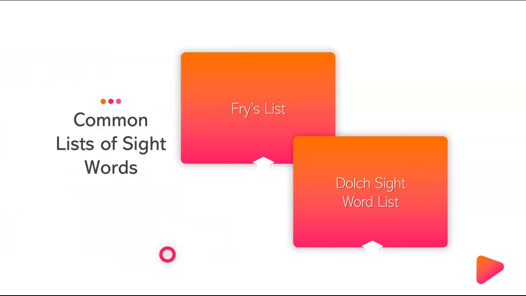There are two common lists of sight words that teachers use in the classroom. One is the Dolch list, which has 220 words, and Fry's list, which has about 1,000 words, and it goes up from kindergarten through the 5th grade.